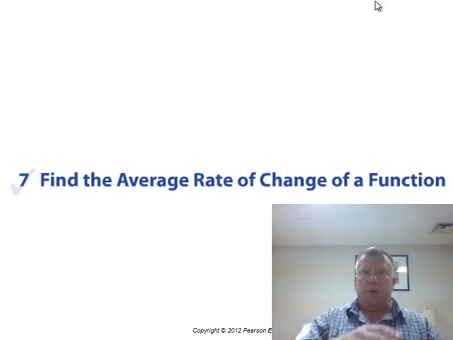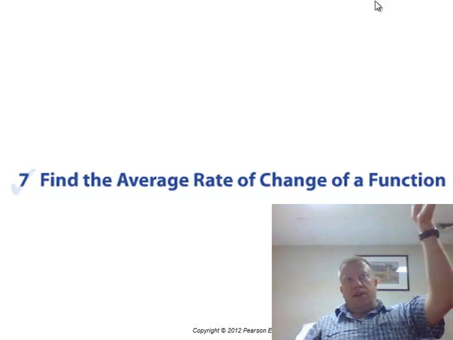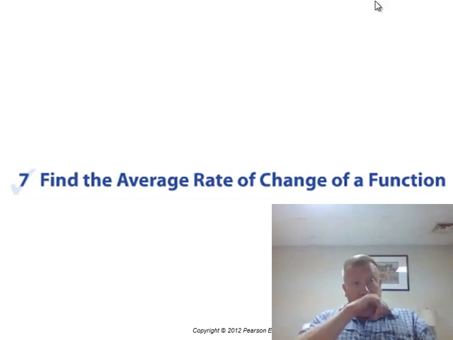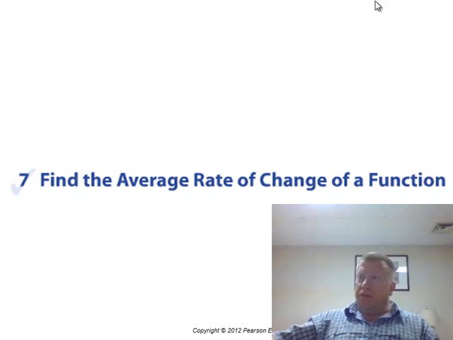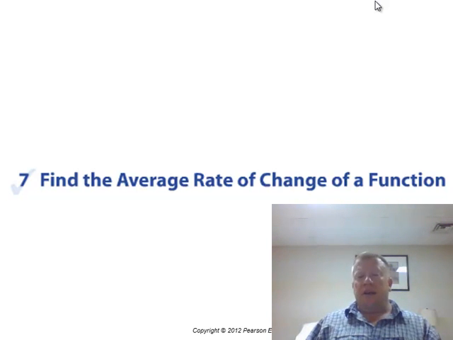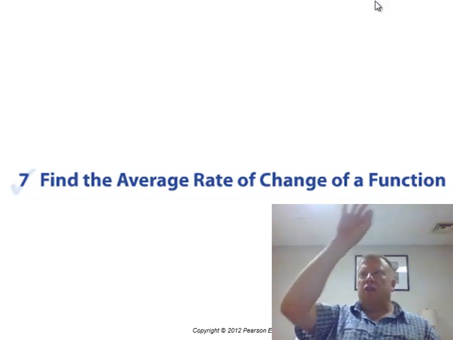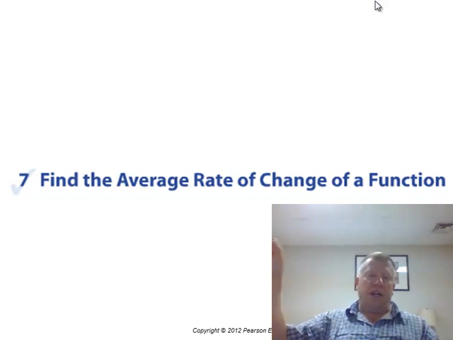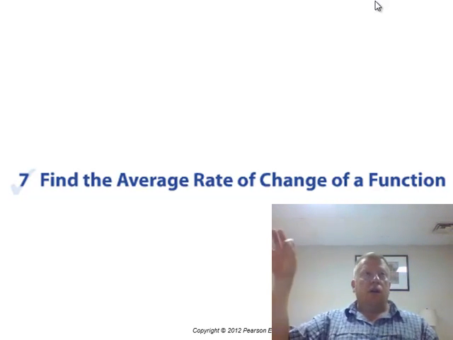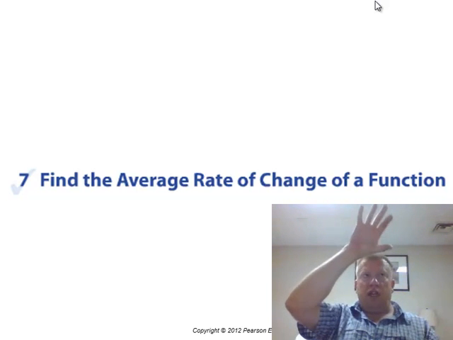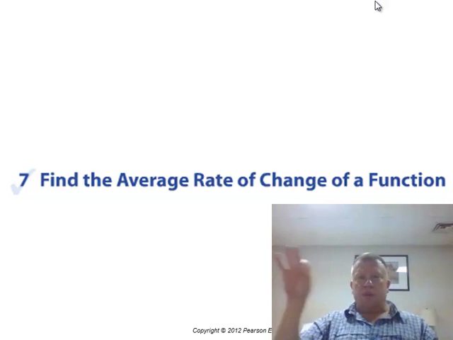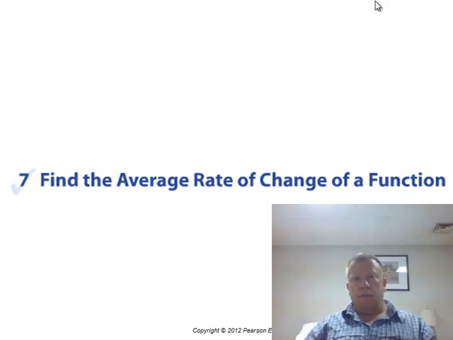Like, for example, at some time the temperature was 75 degrees. And at some later time, the temperature was maybe 68 degrees. So if I want to calculate the average rate of change of that temperature, all I would need to do is just figure out what is the change of that temperature with relation to the amount of time that passed.